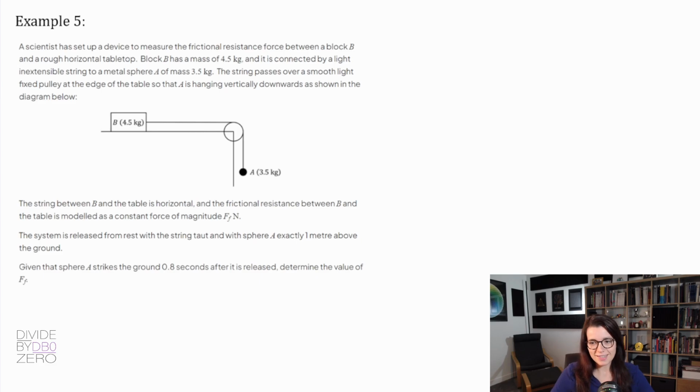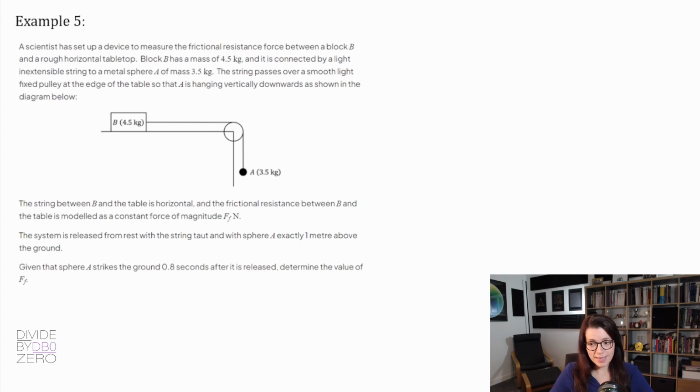Last example. A scientist has set up a device to measure the frictional resistance force between a block B and a rough horizontal tabletop. Block B has a mass of 4.5 kilograms and it's connected by a light inextensible string to a metal sphere A of mass 3.5 kilograms. The string passes over a smooth, light, fixed pulley at the edge of the table so that A is hanging vertically downwards as shown in the diagram below.